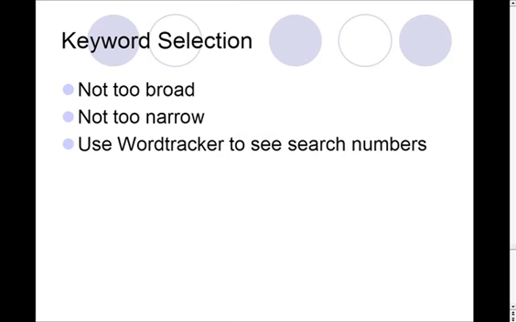Now, if you need help figuring out what your keyword should be, you can go to wordtracker.com and enter in your keyword, and they'll give you some information about how many people have searched for that term. Now, be consistent. You always want to use the same keyword when you're linking to your site.